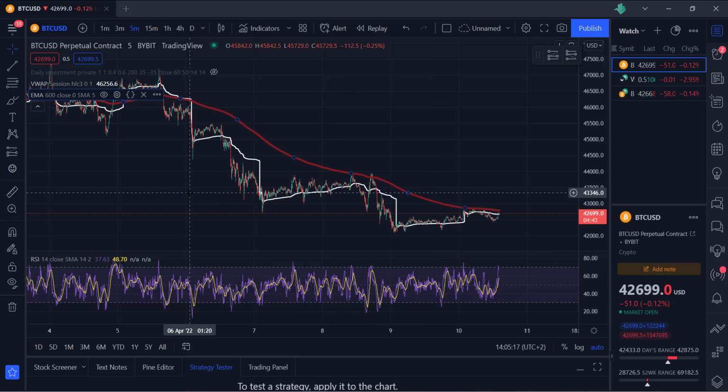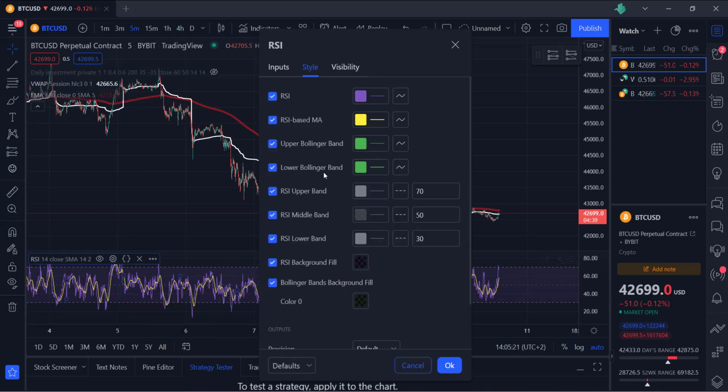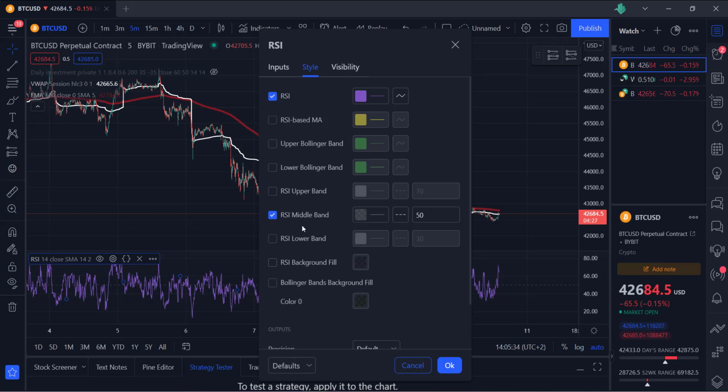And for the last thing, we're going to adjust the RSI settings a bit. So go to RSI and remove the RSI base, RSI upper band, lower band, and the background and the bands fill. So you're only going to need the RSI and the RSI middle band.